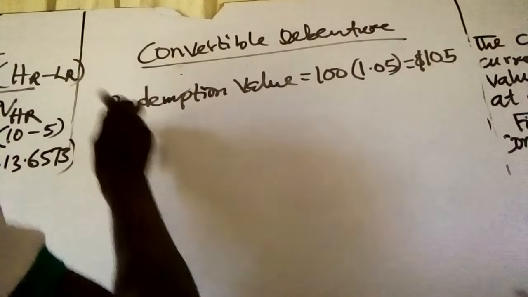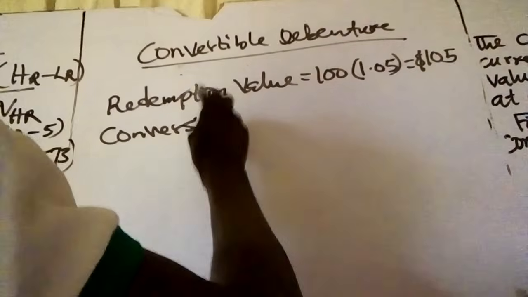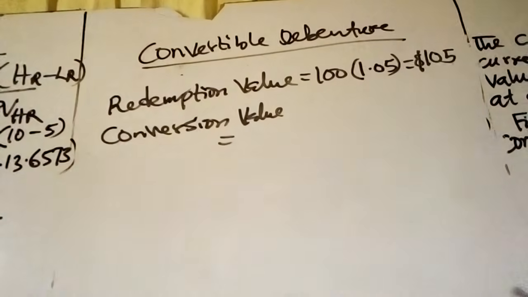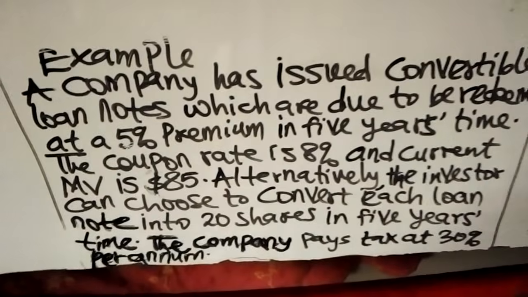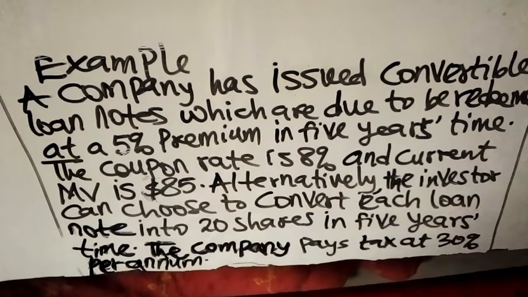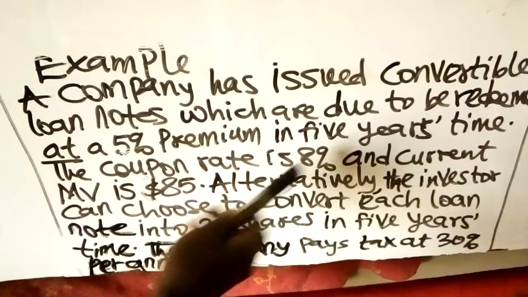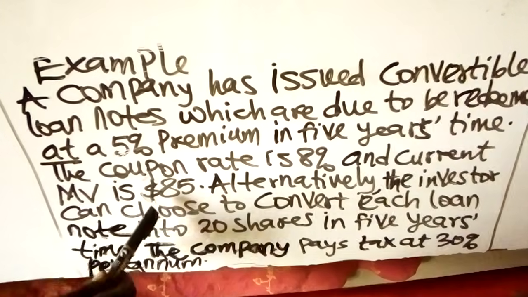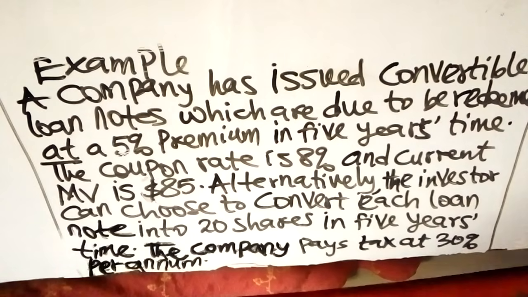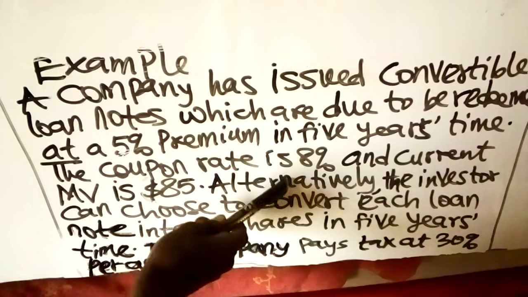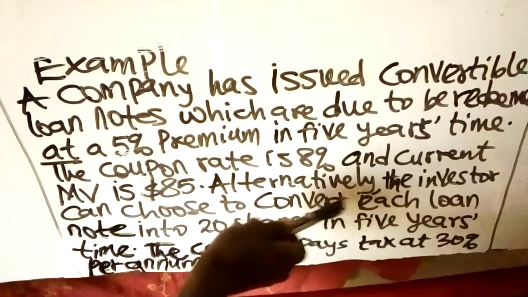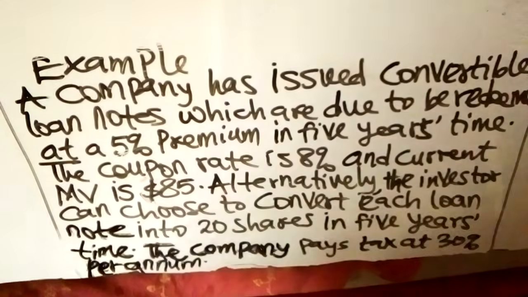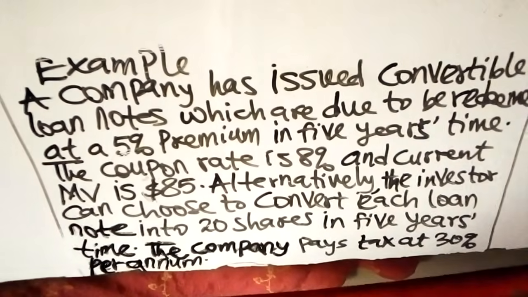So conversion value, and that will be the conversion value. So now, the coupon rate is 8%, and current market value is $85. Alternatively, the investor can choose to convert each loan note into 20 shares in 5 years time. So that means they will convert it to 20 shares in 5 years time.